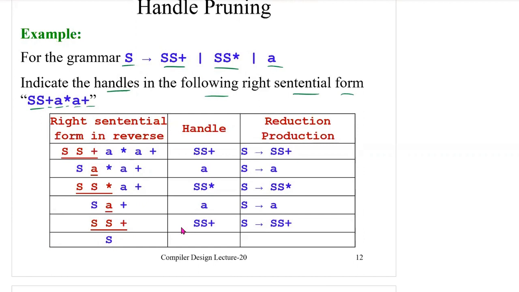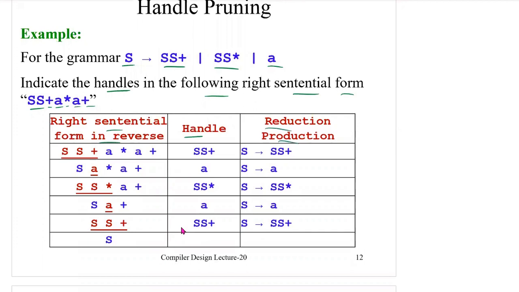Here the string also consists of variables. Whether the string has terminals or variables, we don't bother. Finally, with the given sentential form, we check whether we are able to derive its starting variable or not. If so, then the parsing is completed, which means the bottom-up parser is successful. Now you can use the same table as in the previous example: the right sentential form in reverse, then handle or reduction, then the production.